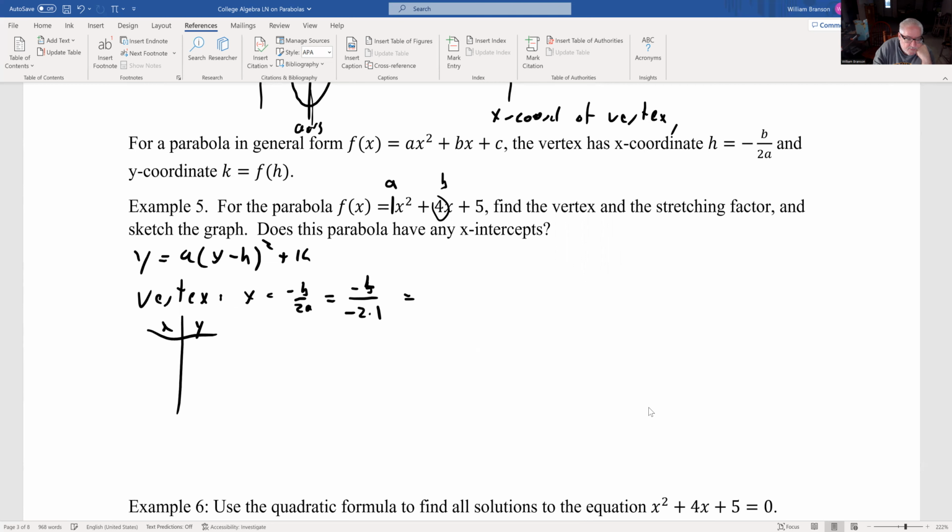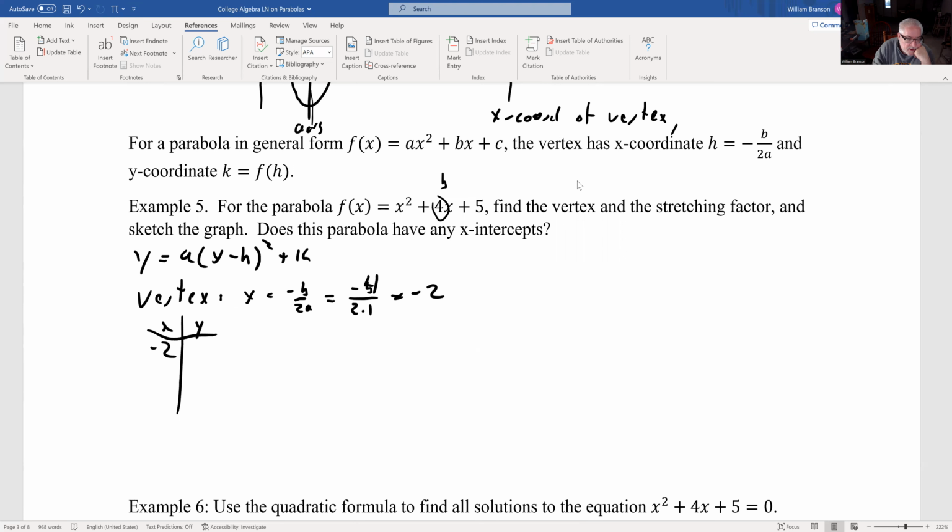Nope, that should be a 4. So it's minus 4, with the minus sign coming from that. It's just minus 4 over 2 times 1, which is minus 2. So the x-coordinate of our vertex is minus 2.